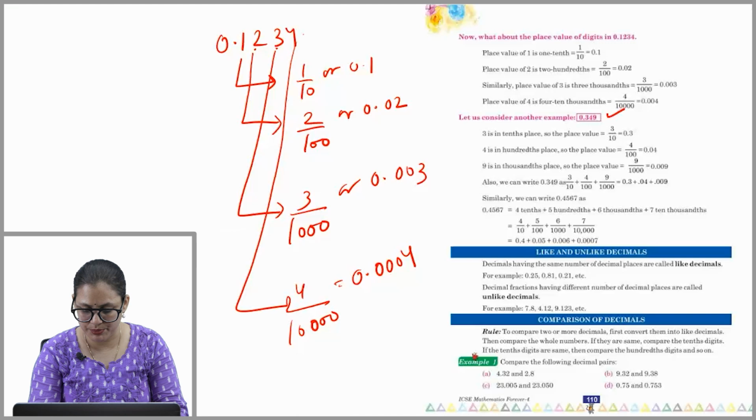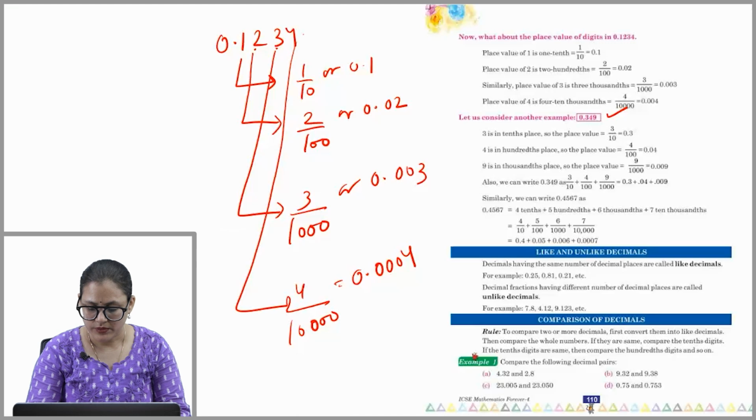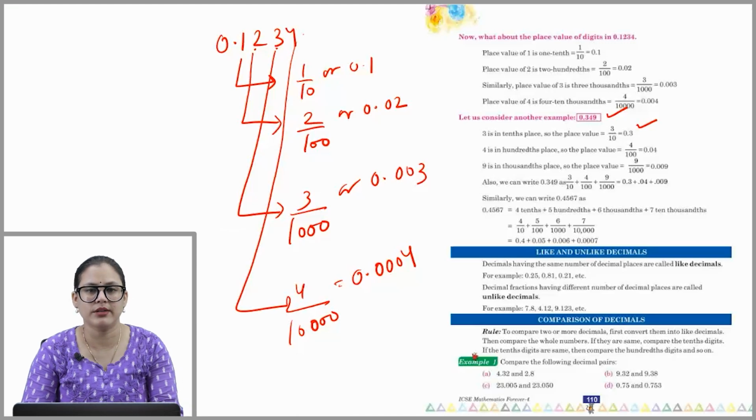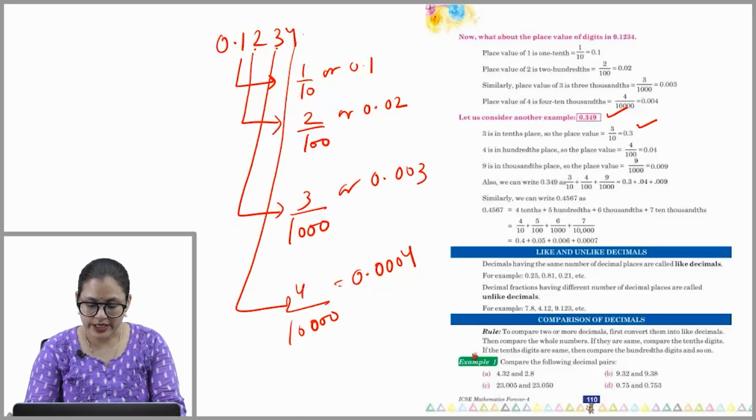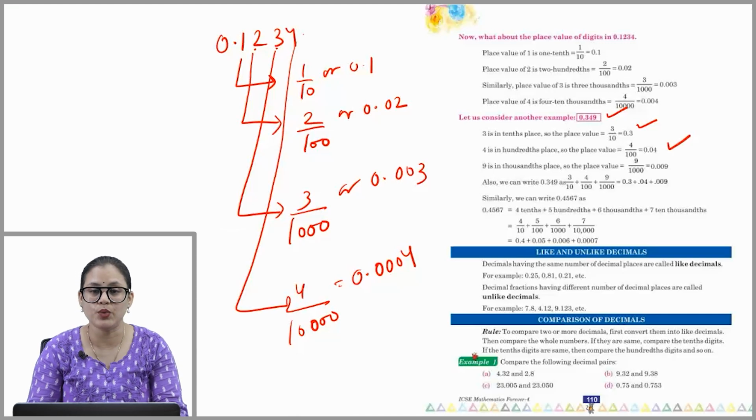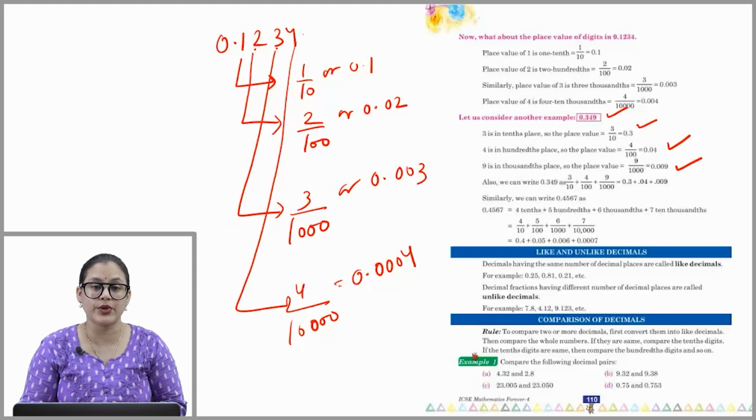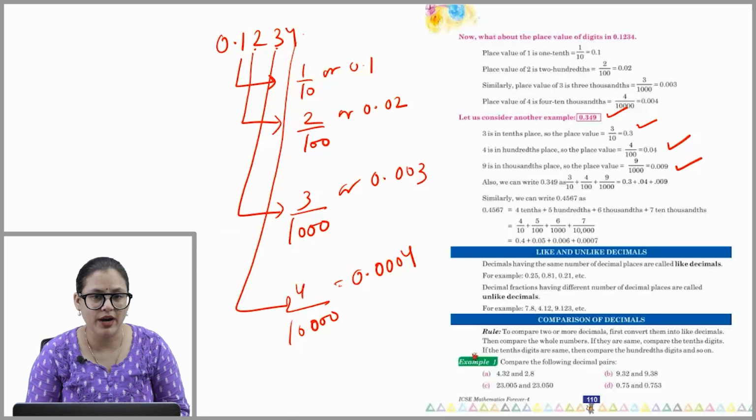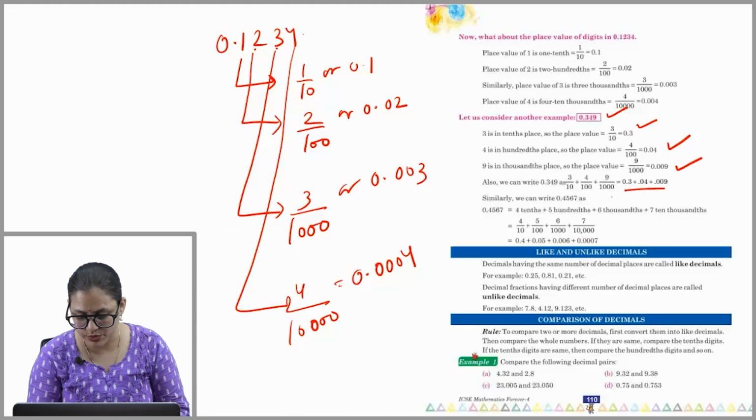Similarly, you will do this example also. Place value of 3 is what? It is at tenths place, so we will write it as 3/10 or 0.3. Okay. 4 is at hundredths place. Now we will write 4/100 or 0.04. 9 is at thousandths place, so we will write 0.009. Also, you can write it like 3/10 plus 4/100 plus 9/1000, or you can also write it like this.